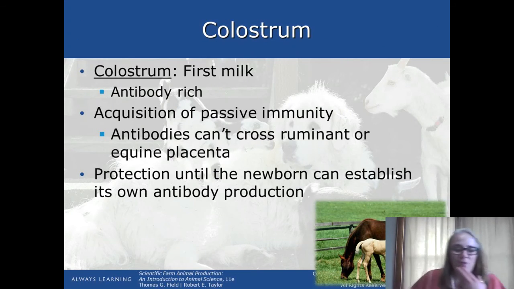Once the animal is born, we begin to note the importance of colostrum. Colostrum is the first milk that the female's body produces. It's very antibody rich, and it aids in the acquisition of passive immunity. There are certain antibodies that can't cross the ruminant or equine placenta, and in that situation we need to get those antibodies in the animal as fast as possible.